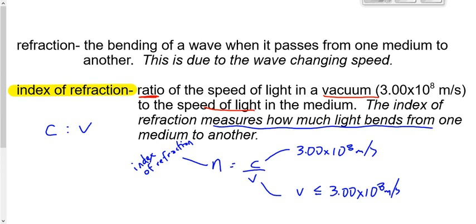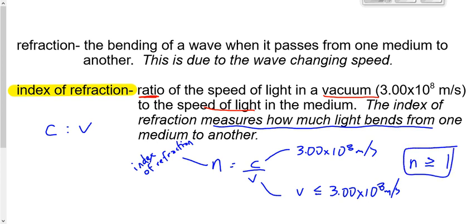If you're in air, the speed of light in air is pretty much the same as it is in a vacuum, so V would be 3 times 10 to the 8. If you're in water, the speed of light would be about 2 times 10 to the 8 meters per second, less than the speed of light in a vacuum. If you're in diamond, it's going to be dramatically less, something like 1.4 times 10 to the 8 meters per second. So it's always going to be either the same as C, or smaller than C, which means that the value of N will always be greater than or equal to 1. Good.